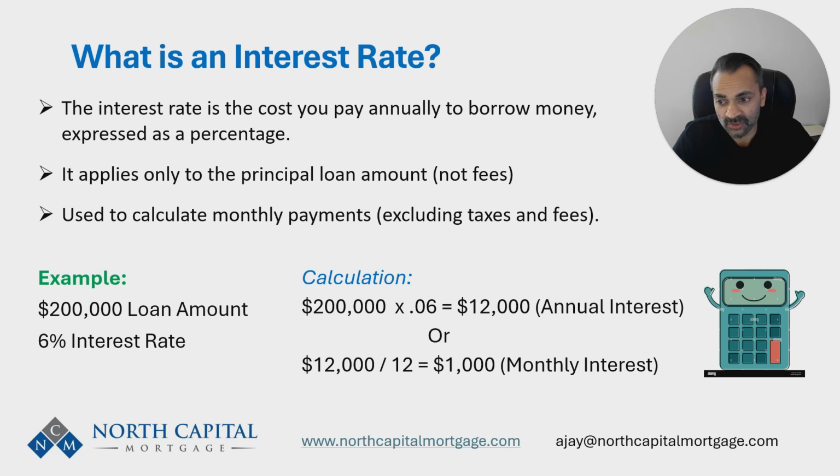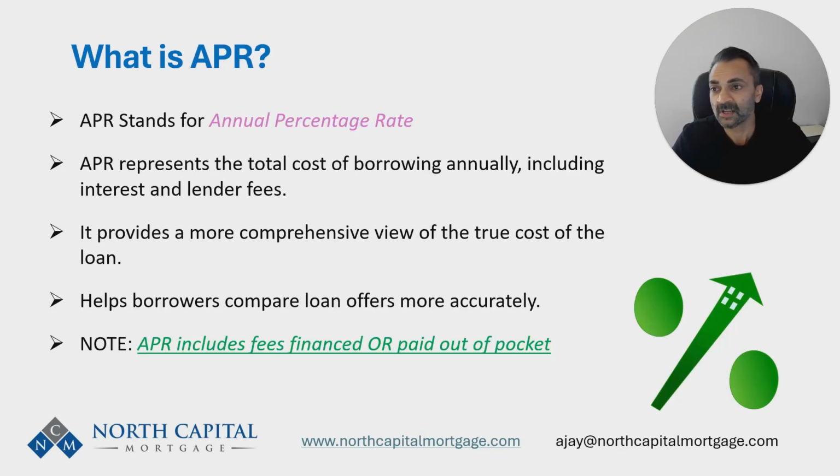For an example, a $200,000 loan at a 6% interest rate. Pretty basic calculation. We know that 200,000 times 0.06, the interest rate expressed as a decimal, is $12,000. That's going to be your annual interest. Divide that by 12, and you're going to have $1,000 a month of interest on this $200,000 loan at 6%.